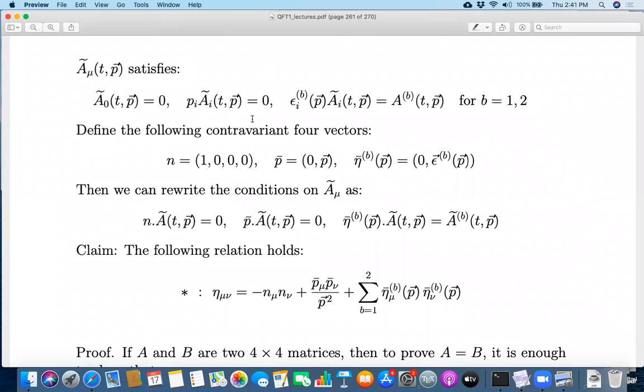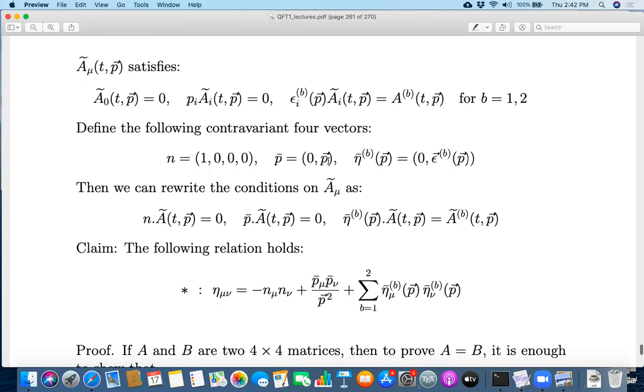So again, as I have said here, A tilde mu satisfies these conditions. This is the definition of what we mean by A tilde mu. Now with this, let's introduce the following contravariant 4 vectors. You are now trying to describe a basis of 4 vectors in the 4-dimensional space. Earlier you had introduced this in the 3-dimensional space. So n will be a contravariant vector whose first component, namely the 0th component, is 1, and everything else is 0. P bar is basically a 4 vector whose 0th component is 0, and the other 3 components are the momentum p.